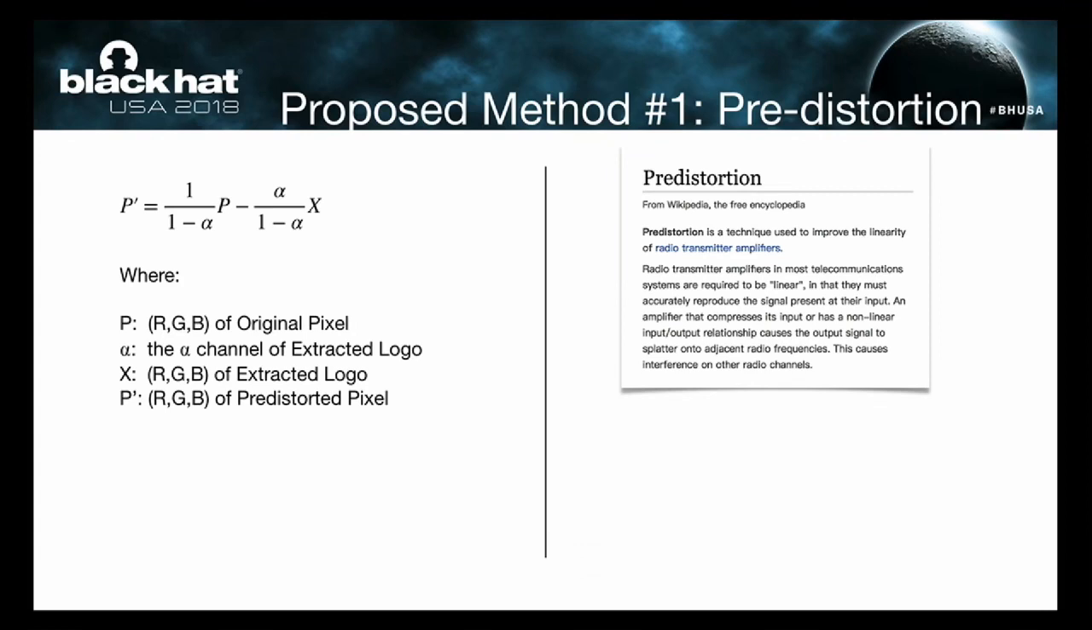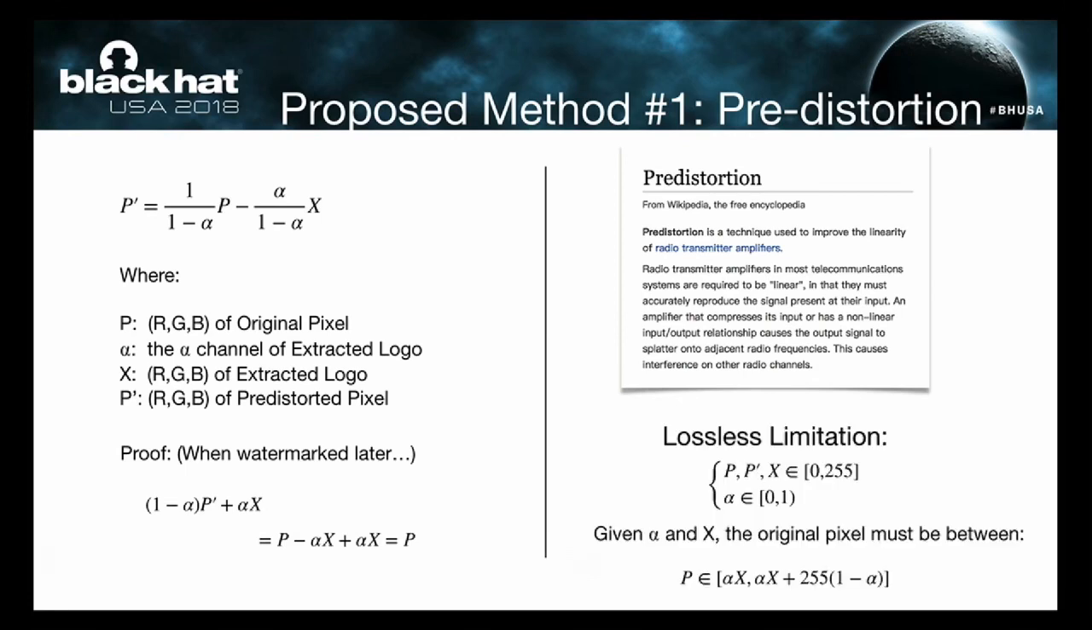P is the original pixel, the vector of RGB, and alpha is the transparency metric. So we get the equation, where P' is the pre-distorted pixel. Let us prove this when P' is watermarked later. Remember the equation? We multiply P' by 1 minus alpha, plus the logo multiplied by alpha, which equals P. This is pretty simple.